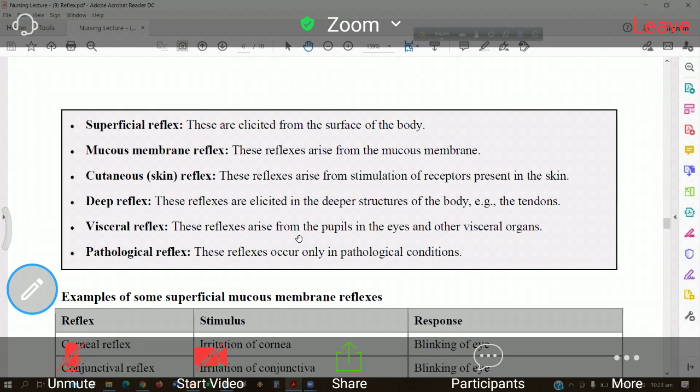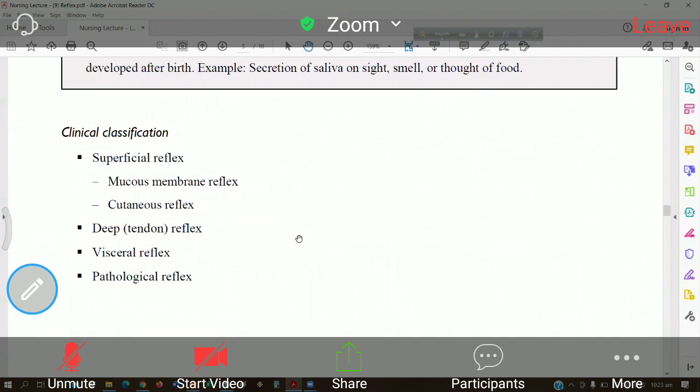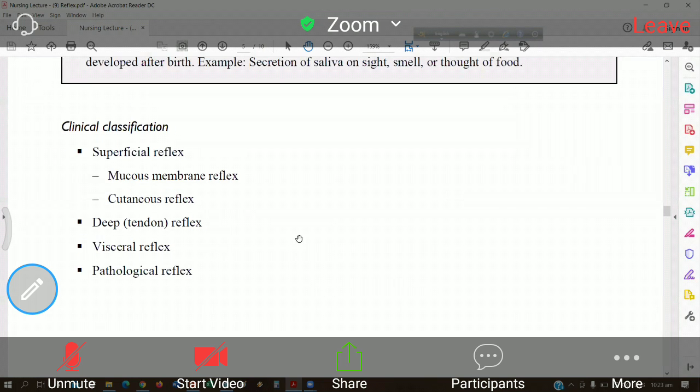Then we have some pathological reflexes. Pathological reflexes are those that occur only in pathological conditions of the body. A normal person who is healthy, physiologically normal, does not exhibit these reflexes. Among the clinical reflexes, the first three, the superficial reflexes, deep reflexes, and visceral reflexes, are all physiological reflexes. They are not pathological. They are present in normal people. Pathological reflexes are only present in patients who have some underlying pathology, some disease in the body.